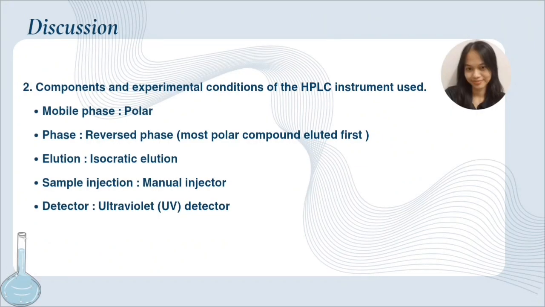Next are the components and experimental conditions of the HPLC instrument that we use in this experiment. The mobile phase that has been used is polar, and this chromatography was done in reverse phase, which means the most polar compound elutes first. The elution in this experiment is isocratic elution, and we use a manual injector and an ultraviolet detector.